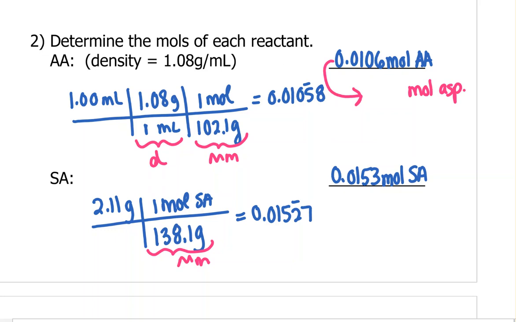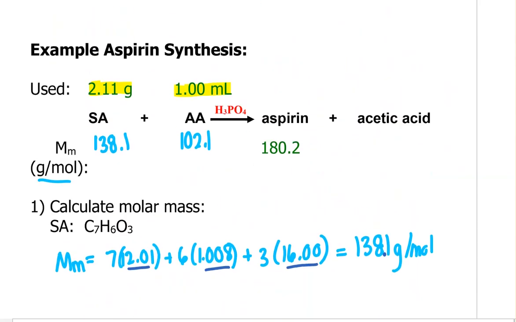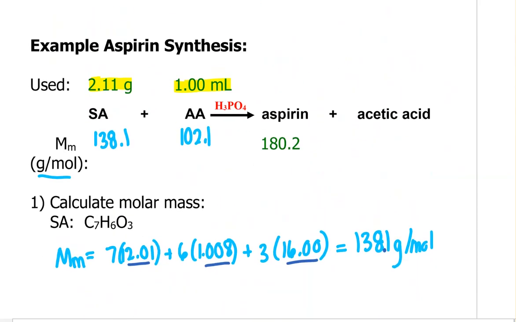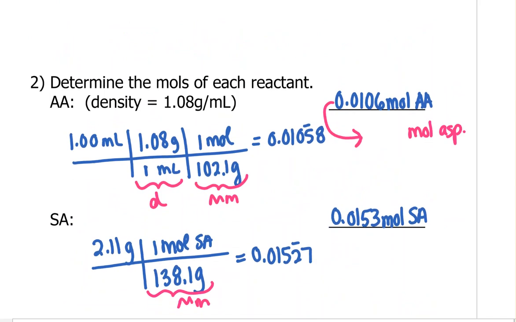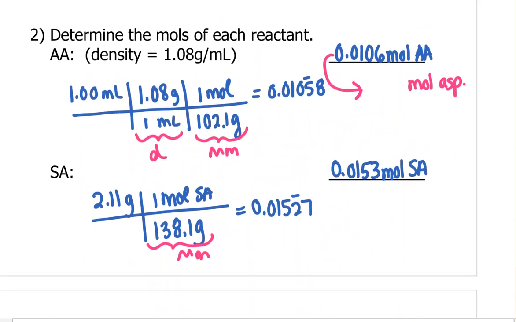And the reason that it's so easy is if we go back to our chemical equation, these coefficients are all 1. So it's a 1-to-1 ratio. If this number of moles of acetic anhydride reacted completely, we would get that number of moles of aspirin. And we can do the same thing. It's a 1-to-1 mole ratio.